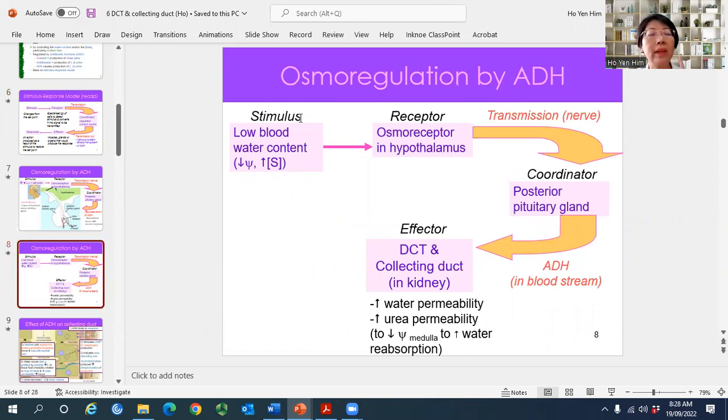So therefore, we start with what is the stimulus? Stimulus here is when it's low blood water content or low blood water potential, because the question says water potential. So you follow the question. And then what is the receptor? The receptor is osmoreceptor in the hypothalamus. So once it receives this stimulus information, it's going to start to send messages to the coordinator.